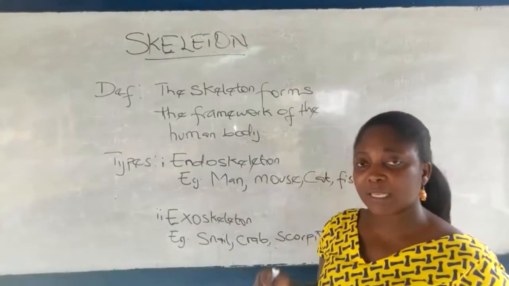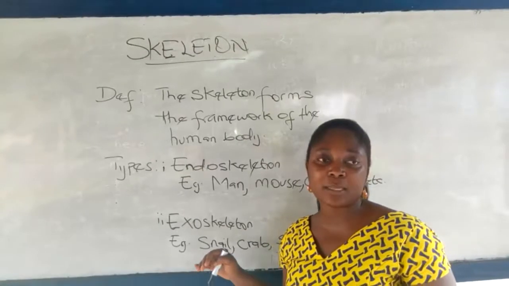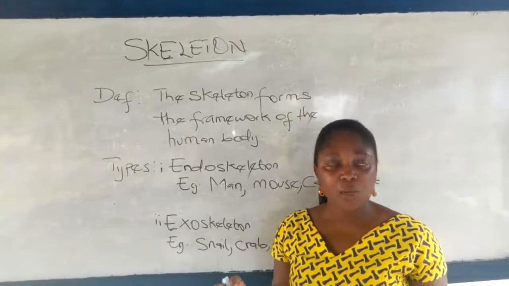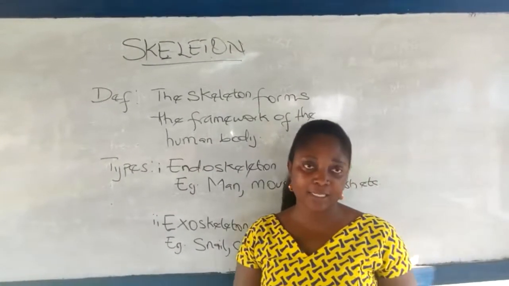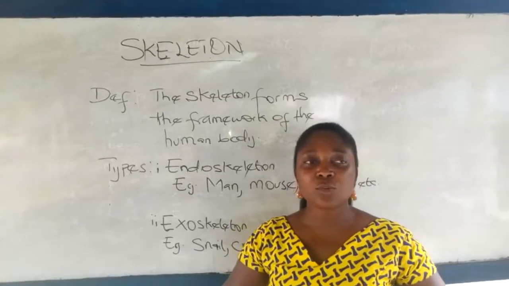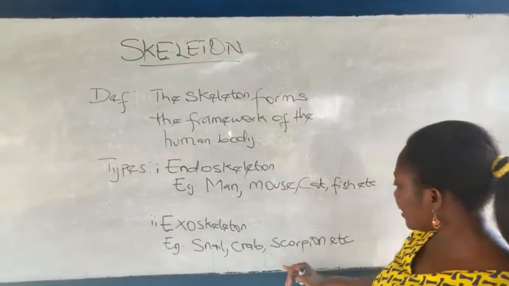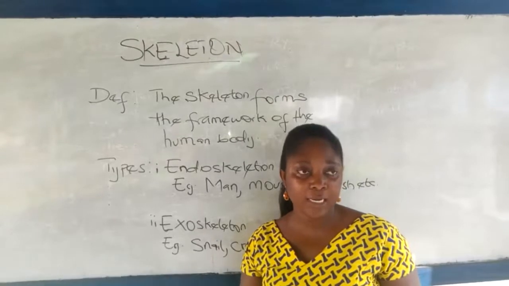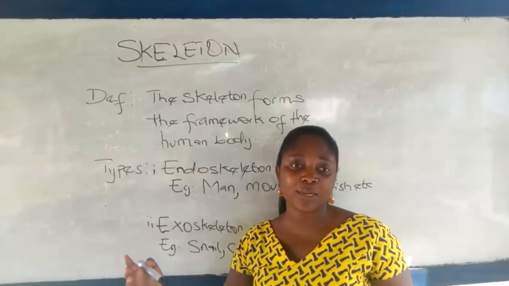The second group of skeleton that we will look at are those organisms that have their hard parts outside their body. We refer to them as having the exoskeleton type of skeleton, whereby the bony or hard part is situated on the outside. A very typical example being the snail, the crab, the scorpion, and a lot of other organisms, and the list goes on and on.